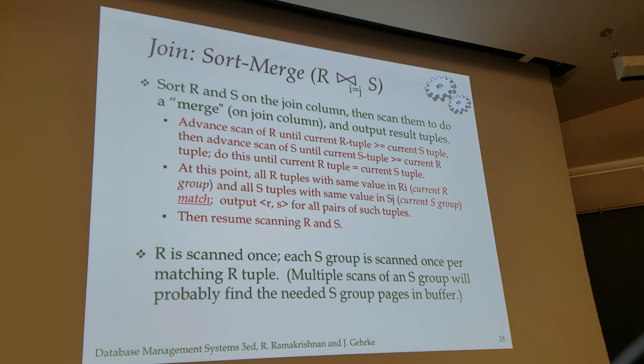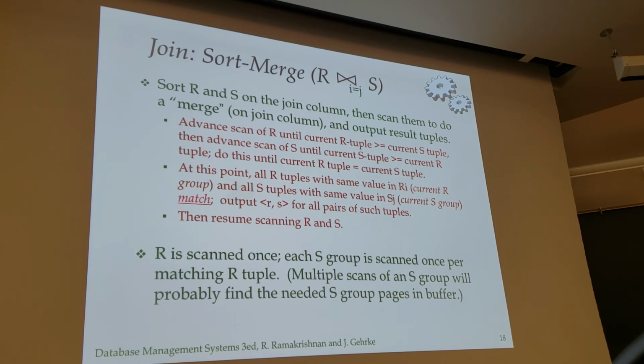Sort R on the sort column. Its sort column is R sub I. Sort S based on the sort column. It's the join column. Its join column is S sub J. So they're now both sorted. And now what we're going to do is a merge join. We're going to look at R and S.